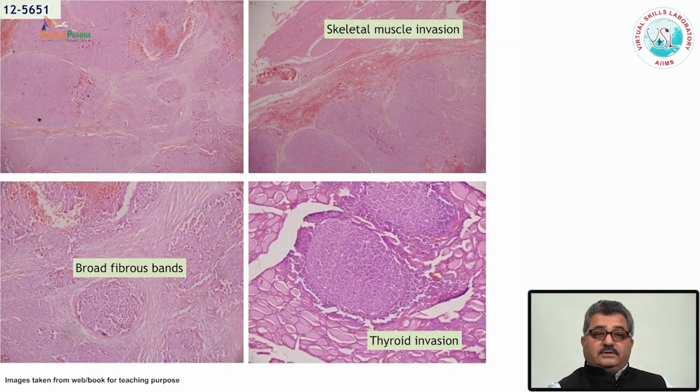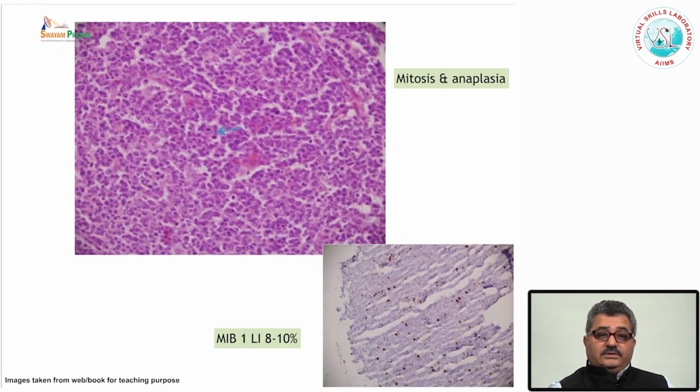This is one example of carcinoma. Look at these lobules of cells. They are separated by thick bands of fibrous septa, and this is very much indicative of carcinoma. Skeletal muscle invasion and thyroid invasion are all indicative of carcinoma. Now mitosis, they show the presence of mitosis, and the anaplasia also indicates malignancy. MIB labeling index is usually between 8 to 10% as compared to adenomas. Mitosis is usually more than 5.